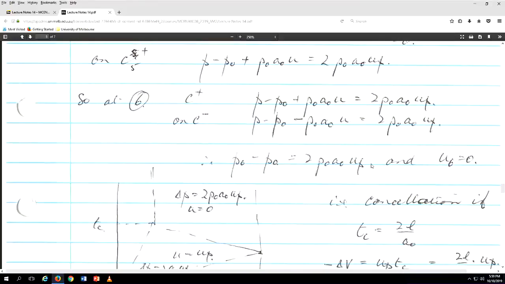So you can see here that if I add the two, yes, if I add the two, I have 0 here. So P6 minus P naught will be 2 rho naught A naught UP. That's what the pressure is in this region here, whereas the velocity in here is 0, and that is true everywhere. So I've cancelled the wave. I've precisely cancelled the wave, and that's a very important idea.